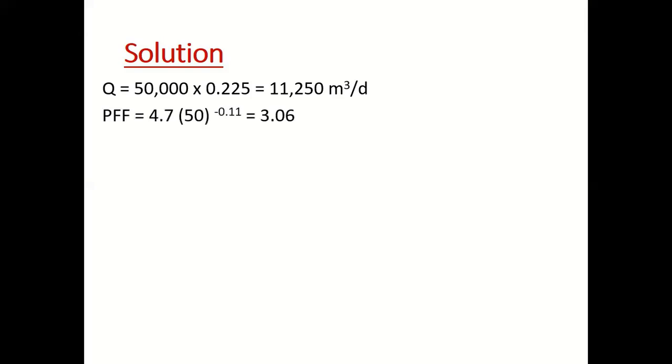After we calculate the Q, we can calculate the peak flow factor, PFF, 4.7 times 50 to the power of minus 0.11. So the PFF is 3.06. And then the peak flow can be simply calculated as the Q times PFF. PFF is 3.06 or 3.1, it's okay. It's just a small difference, not a big problem. Okay, so here we have the peak flow, we have the Q, we have everything.